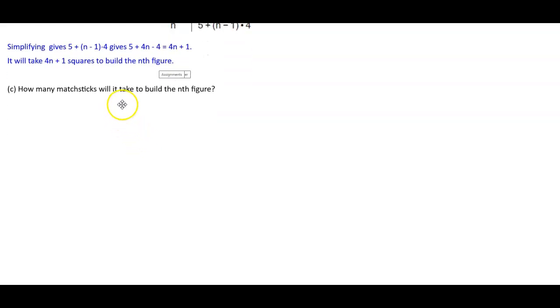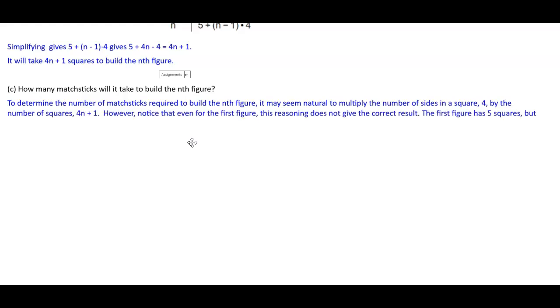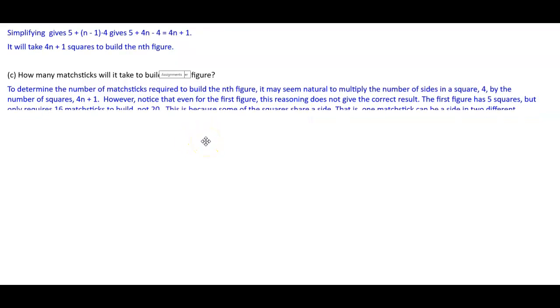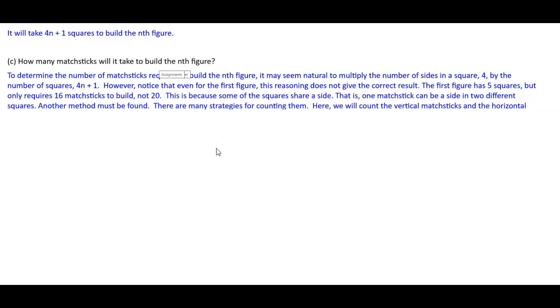Now, how many matchsticks will it take to build the nth figure? Well, to determine the number of matchsticks required to build the nth figure, it may seem natural to multiply the number of sides in a square, 4, by the number of squares, 4n plus 1. However, notice that even for the first figure, this reasoning does not give the correct result. The first figure has 5 squares, but only requires 16 matchsticks to build, not 20. This is because some of the squares share a side. That is, one matchstick can be a side in 2 different squares. Another method must be found.